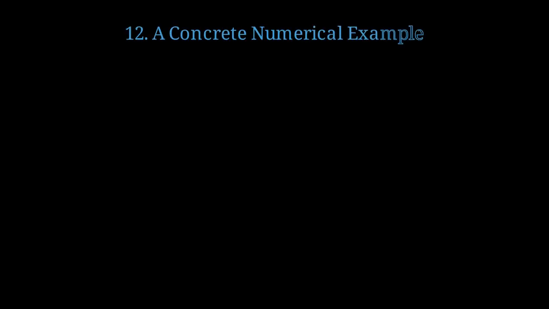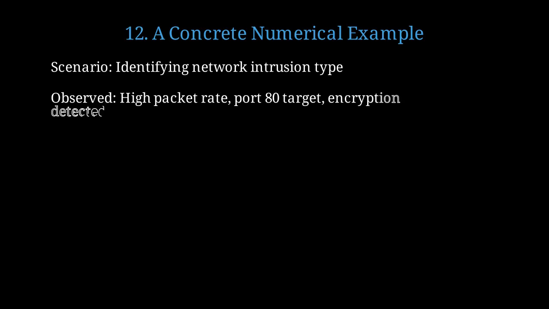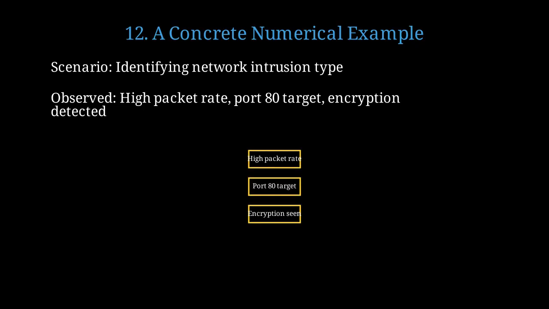Let's work through a complete numerical example step by step. Imagine we're identifying the type of network intrusion from observed traffic patterns. We observe high packet rate, targeting port 80, with encryption detected in traffic. These three pieces of evidence form our observation set that we need to explain.